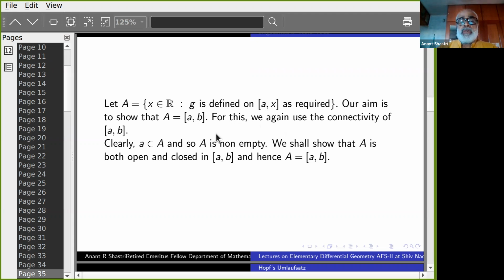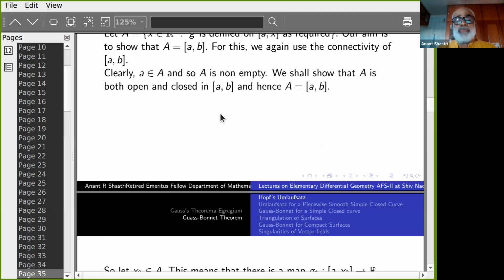First of all, this little a is inside capital A, because one point I have already chosen: G of A equals T naught, and a single point function is continuous automatically. So this A is non-empty. We shall show that A is both open and closed. Then it will follow that it is the whole of AB. So open and closedness of this set is what you have to show.